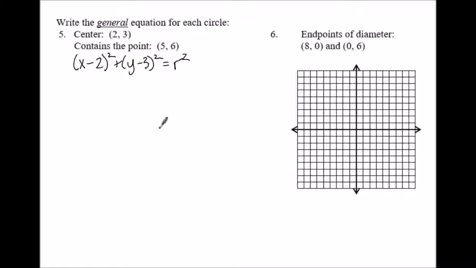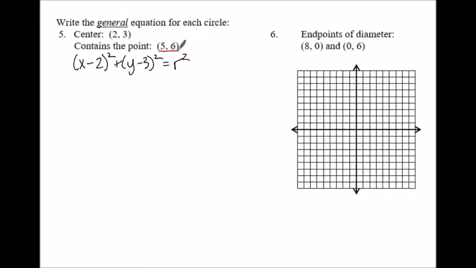So there are 2 ways you can think about this problem. You can either take this point and plug the 5 in for x, the 6 in for y, and solve for r that way. Or if you're more of a visual thinker, you can graph these points, and then you'll end up having to use the Pythagorean Theorem or the distance formula, which are essentially the same thing, to figure out the distance between those points to figure out what r is.